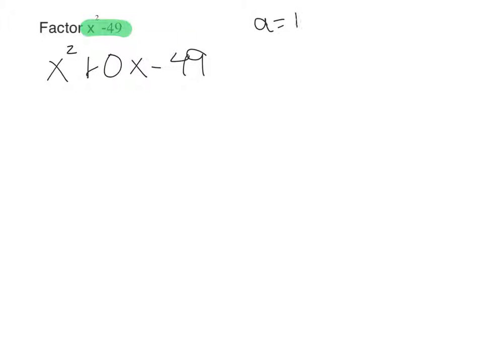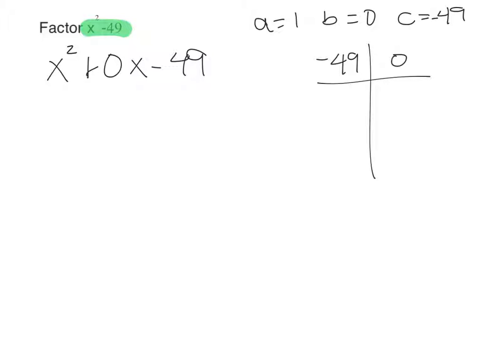A equals 1, B equals 0, C equals negative 49. All right, negative 49 on the left, and then a 0 on the right. When I'm thinking 49, only one thing comes to mind. Okay, that process that comes to mind is a negative 7 times positive 7. And a negative 7 plus positive 7 is indeed 0. And so that's what I want.